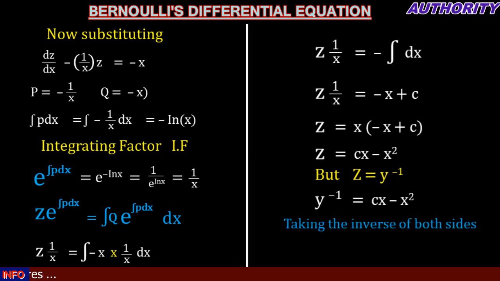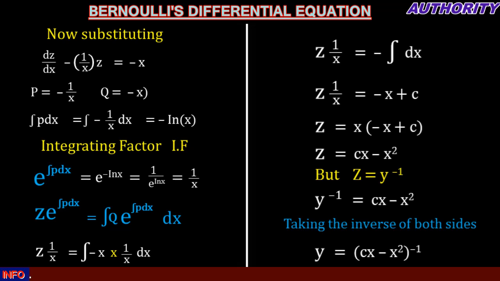So we take the inverse of both sides, or we just transfer the inverse from this side to the other side. So we're going to say that y is equal to cx minus x squared, all in bracket, raised to power minus 1. All right? Yes. So the solution to the Bernoulli equation is y is equal to cx minus x squared, all in bracket, raised to power minus 1.